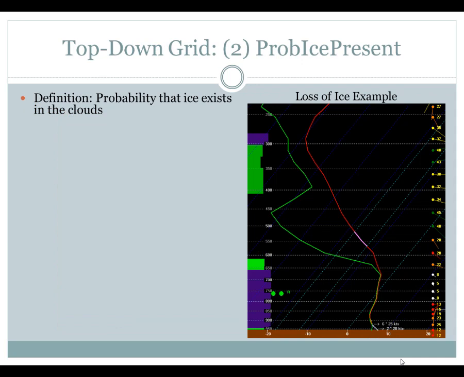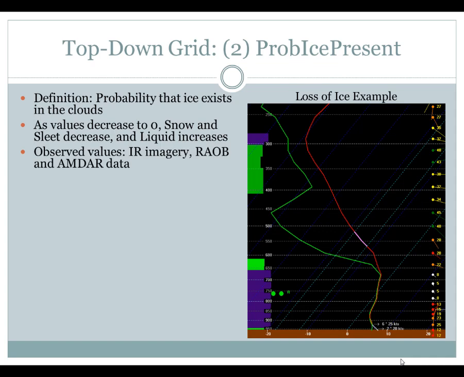Now we understand max wet bulb aloft. What can change the type based off of that? Well, one of them would be the prob ice present grid, and this is the second top-down grid. The prob ice present definition here is the probability that ice exists in the clouds. As values decrease to 0, expect your snow and sleet to decrease and your liquid to increase. An example of a loss of ice is depicted there on the right. Observed values for prob ice present can be found in IR imagery as well as RAOB and AMDAR data.